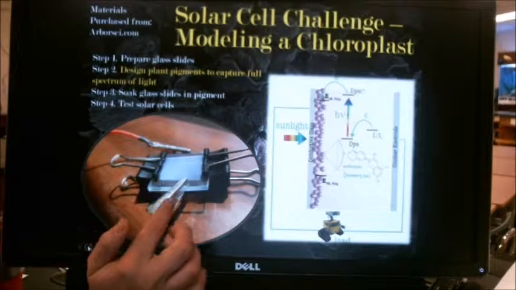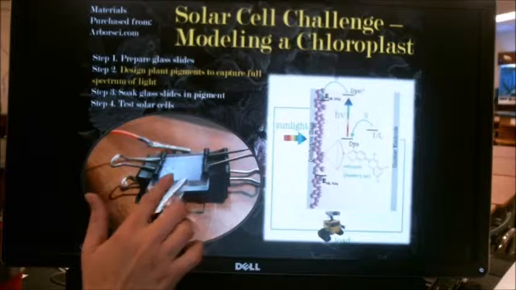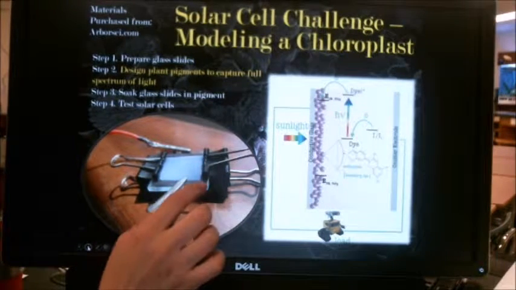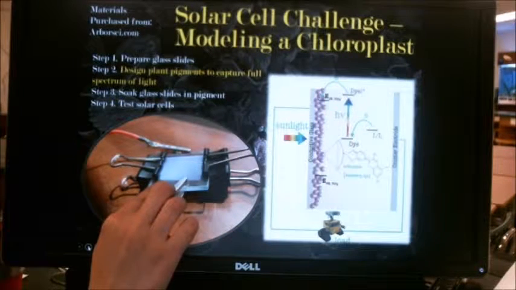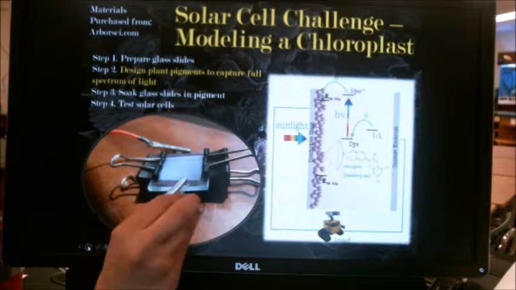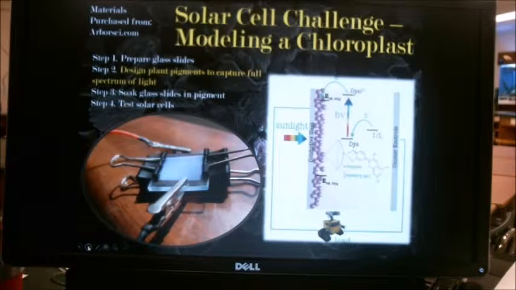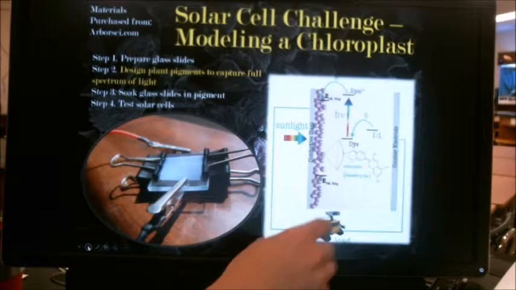That's where I purchased the kit from. It comes with these glass electrodes, two of them, and you add this white material to it, and then you dye this with the plant pigment, and you put them together. You add some iodine and you connect it up to a multimeter, and then you can collect data on your model chloroplast.